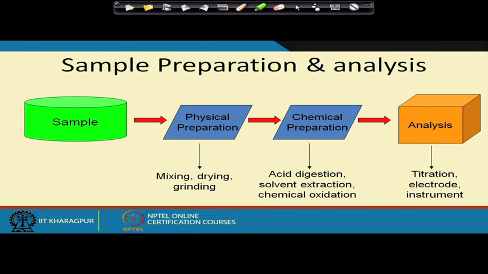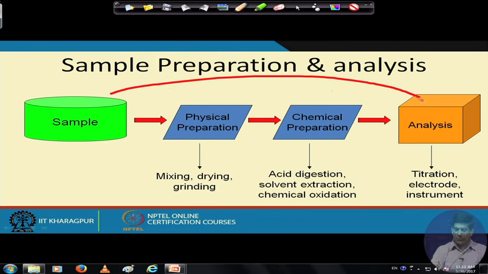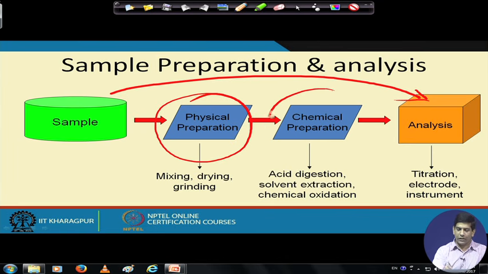What do we mean by that? If you go and collect a solid waste sample, or a landfill leachate sample, or a soil sample, you don't take that sample and directly put it into the analysis. Whatever analysis you're going to use, you cannot go directly from here to the instrument. You have to do some sort of preparation in between, and that's either physical preparation or chemical preparation. So what does that mean?